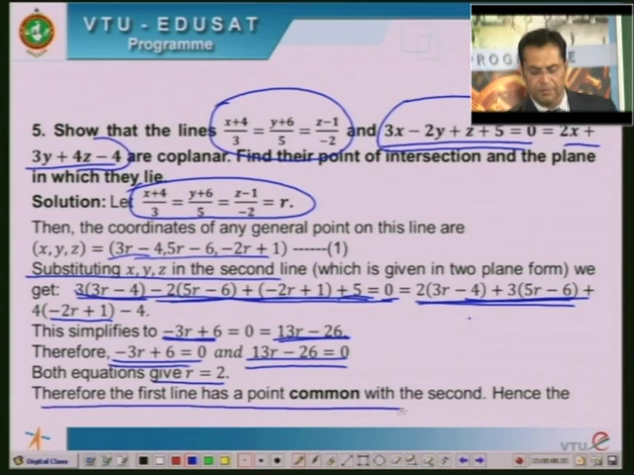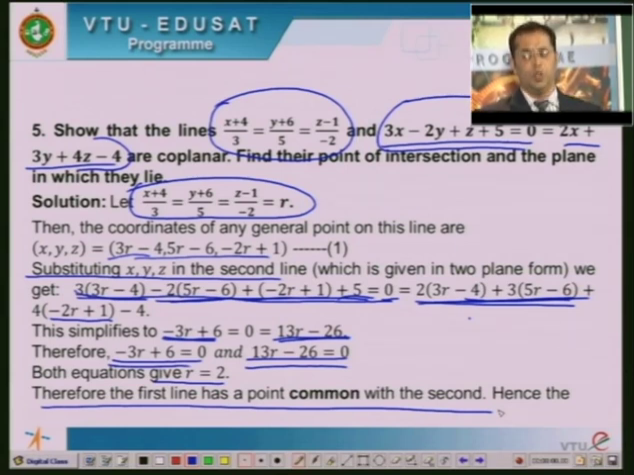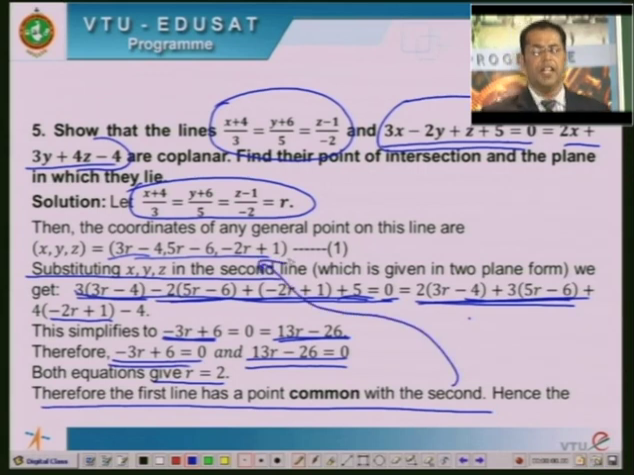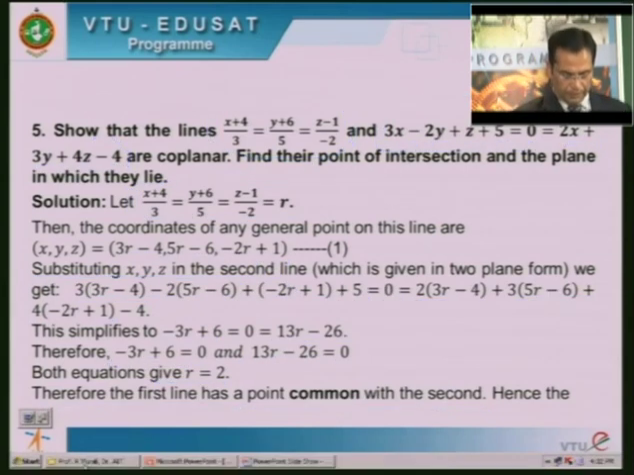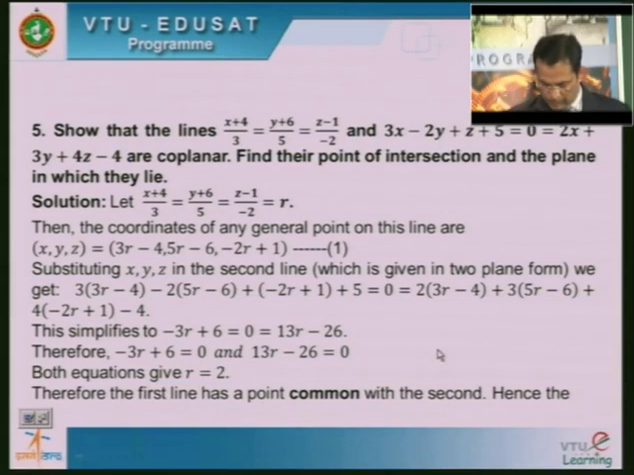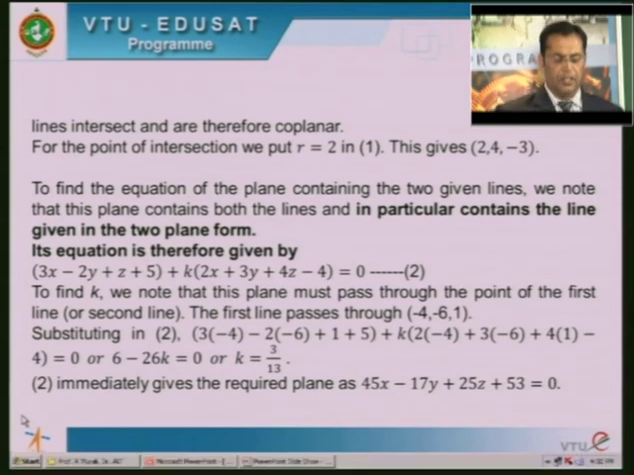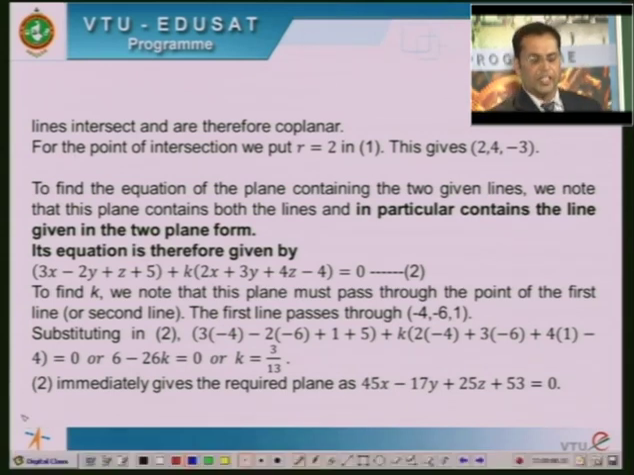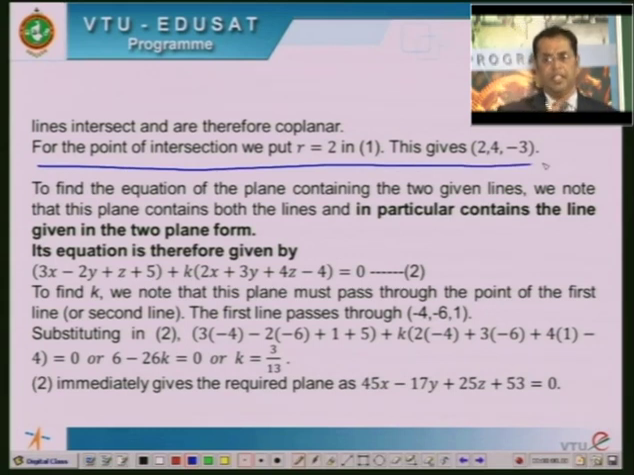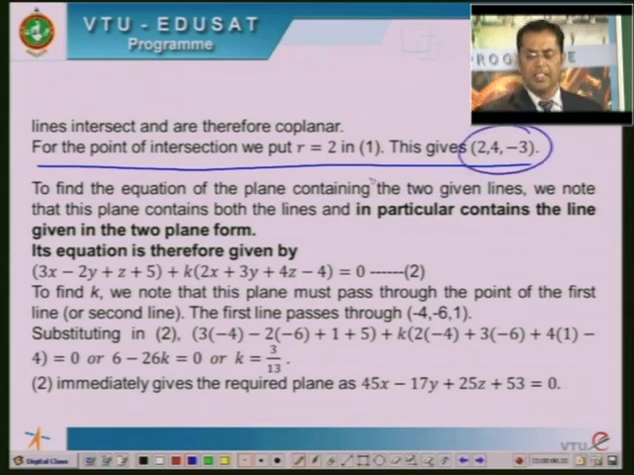Therefore, the first line has a common point with the second, and this common point can be obtained by substituting r equal to 2 in equation 1 to give you the point of intersection. So, you conclude that the lines intersect and are therefore coplanar. For the point of intersection, we put r equal to 2 in equation 1, where we obtained a general point on the line, which gives you immediately the point of intersection as 2, 4 and minus 3.